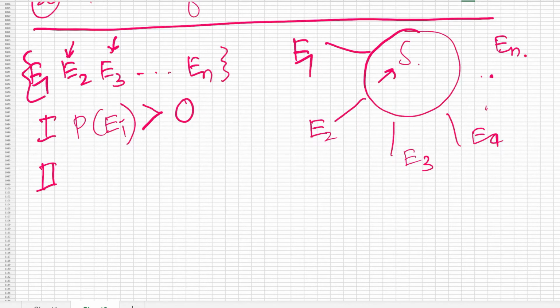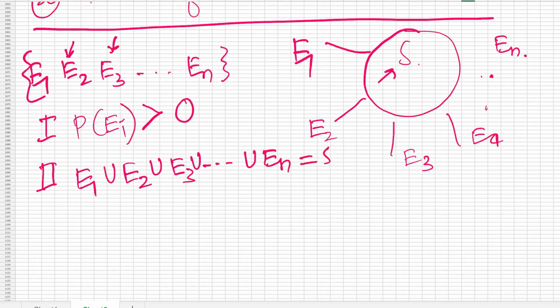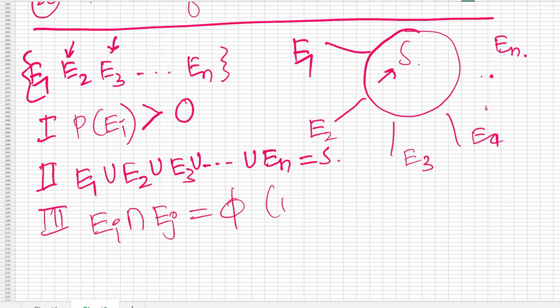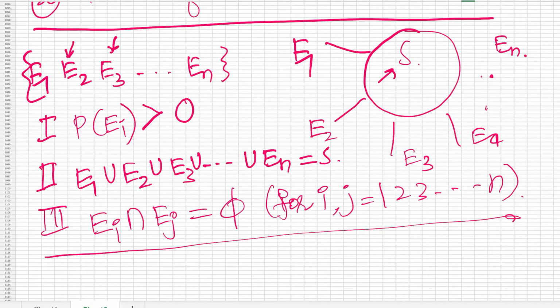The second condition is that the union of all the events of this sample space, E1 union E2 union E3 and so on up to En, must be S, the sample space. The third condition is that the intersection of any two different events must always be null, that is, Ei intersection Ej is null for every i not equal to j, with i and j from 1, 2, 3 up to n.